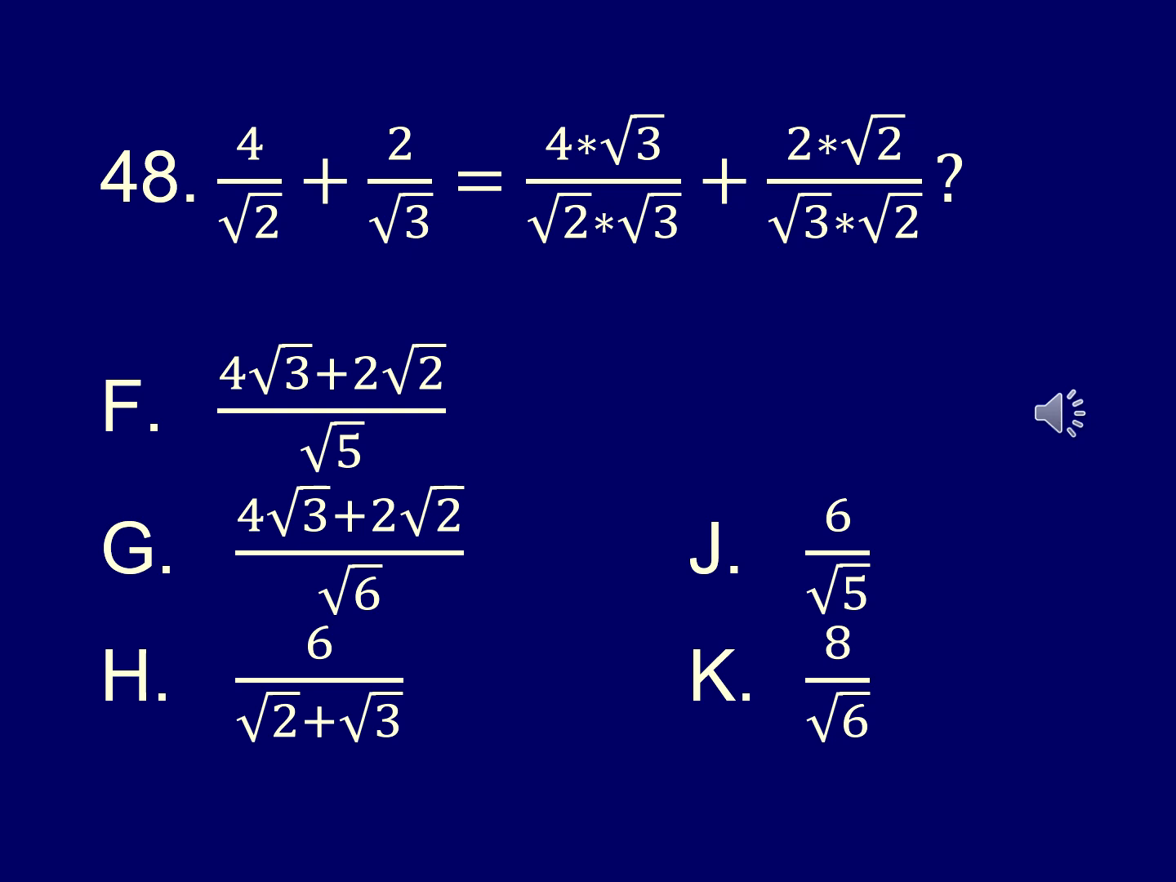as well. This time, the denominators, the bottoms of the fractions, are the square root of 2 and the square root of 3. So what I've got to do is multiply those together, and I'm going to get square root of 6 on the bottom. Now, already I know that this is either going to be G or K.